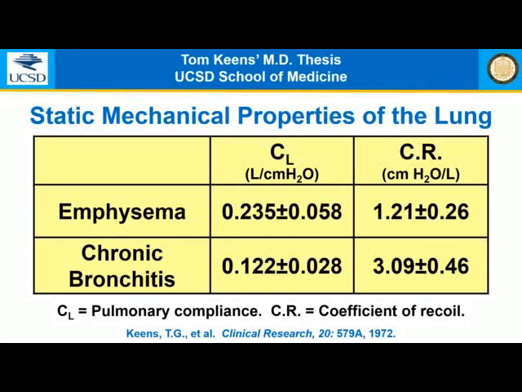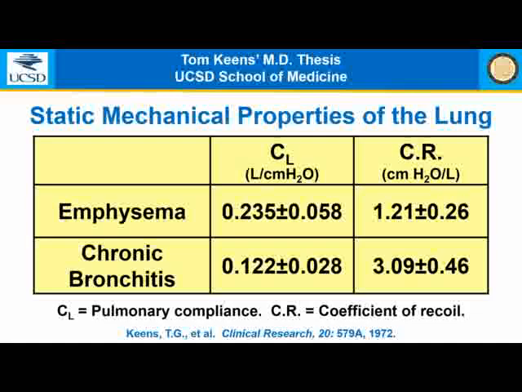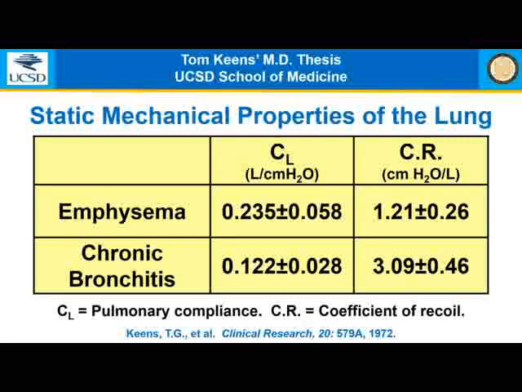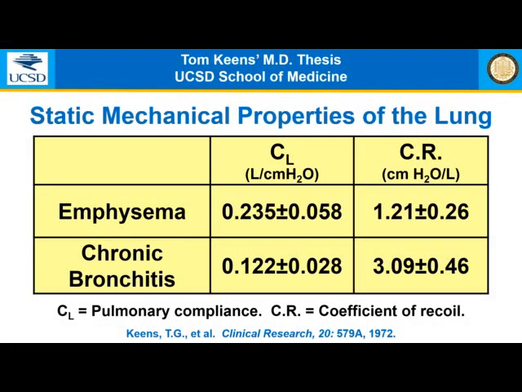We measured pulmonary compliance, and it was, as expected, closer to normal value here in emphysema. Well, it's elevated, I should say, sorry, in emphysema, decreased in chronic bronchitis. Coefficient of recoil, which is kind of the inverse, shows that there's less elastic recoil in the emphysema patients versus the chronic bronchitics.